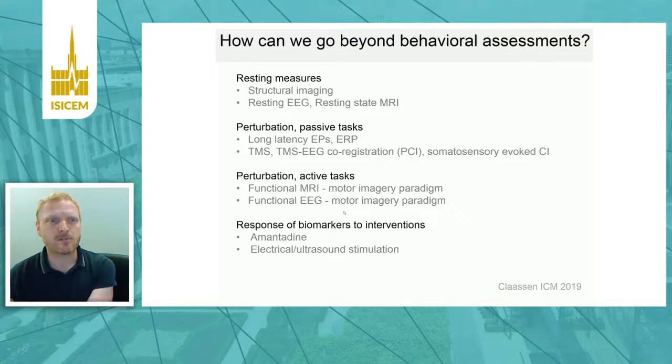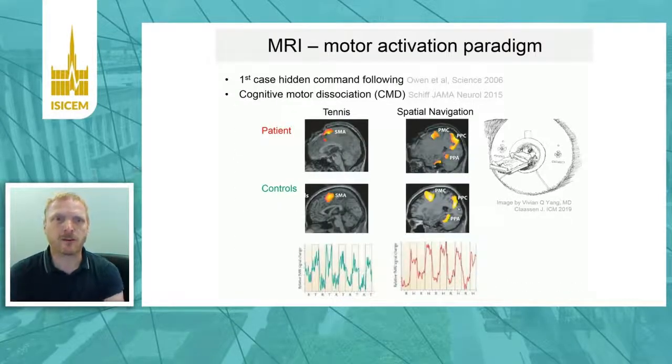So how can we tap into better assessments of the neurological exam? You can think about many different ways. You can look at resting measures like the EEG or structural imaging. You can look at perturbation tasks, so you give a stimulus to the brain. This can be by magnetic stimulation or electrical, or you expose the patient to a task, like asking them to imagine something. And then you record either functional MRI or EEG, and you can use that to prognosticate whether the patient recovers.